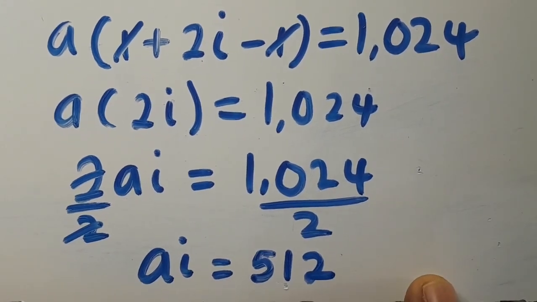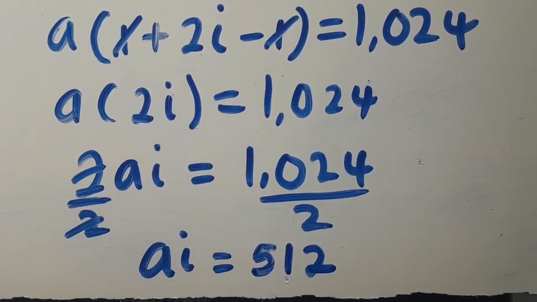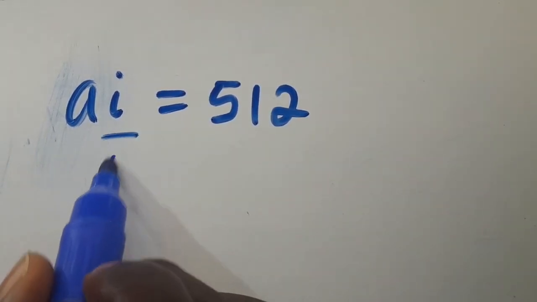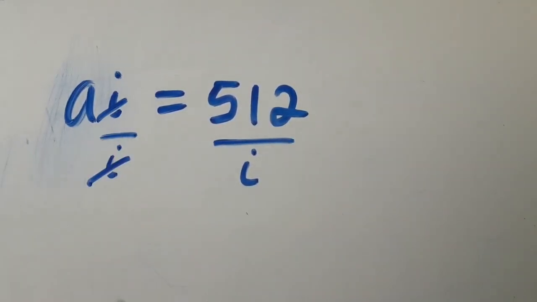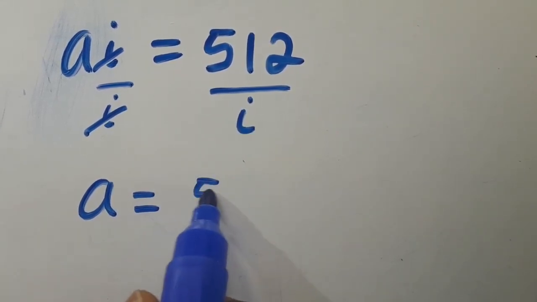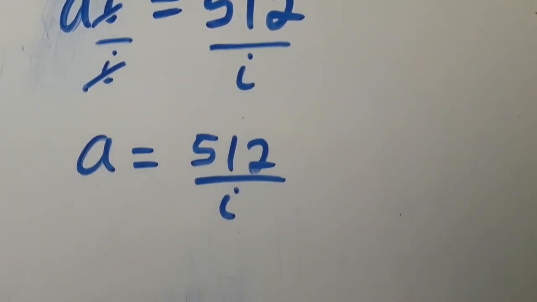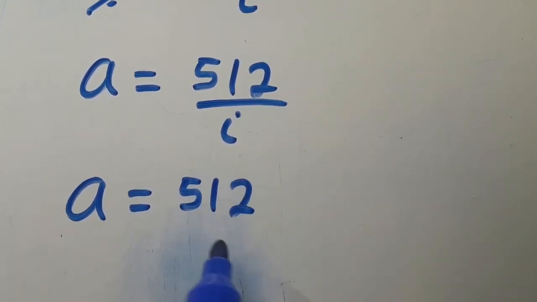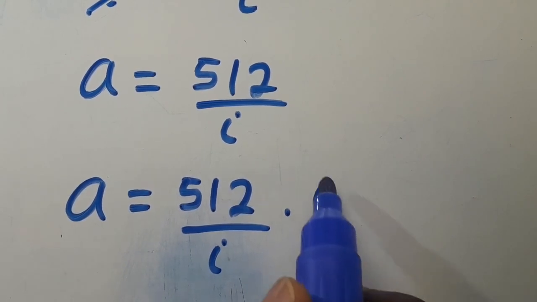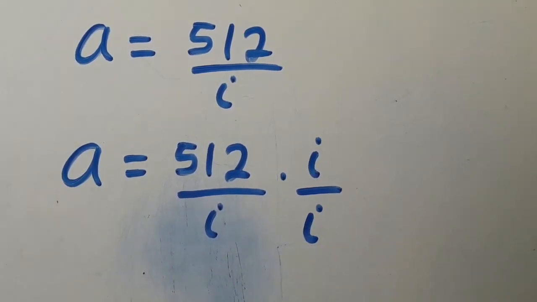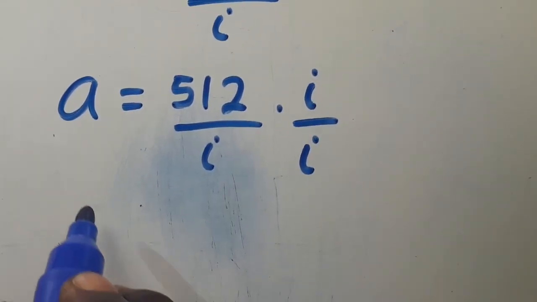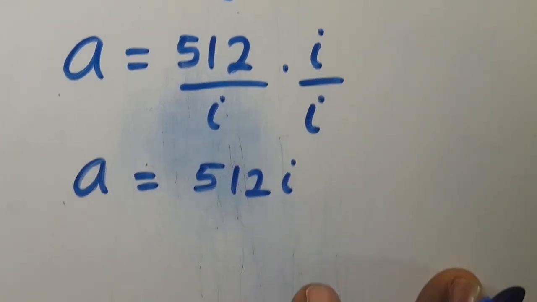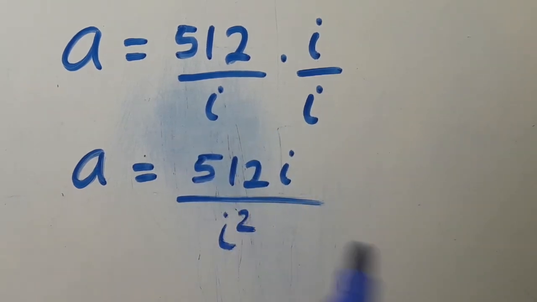Now, we need to make sure that we have a, because we are looking for only a. So from here we have ai equals 512. Then let's divide through by i. So this and this will cancel. We have our a equals 512 divided by i. Then let's rationalize this: multiply the numerator by i, and multiply the denominator by i again, as we want to rationalize this. We have a equals 512 multiplied by i, 512i, then divided by i times i, which is i squared.